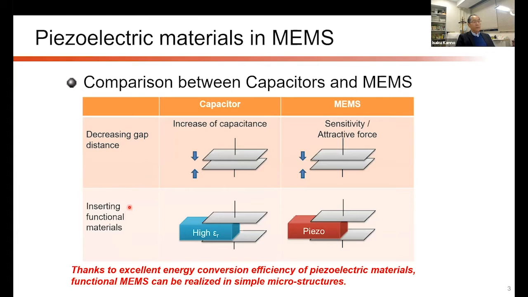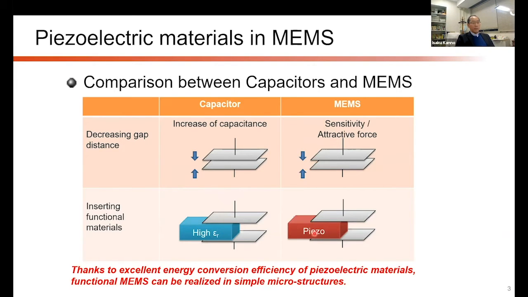First of all, let's look at the benefit of the piezoelectric material in MEMS by comparison with capacitors. By decreasing the gap distance of the facing electrodes, capacitance is easily increased. But all capacitors use a high dielectric material inserted between the electrodes. It is similar in MEMS. The sensitivity and attractive force can be improved by decreasing the gap distance in the case of the capacitive sensor or the electrostatic actuator.